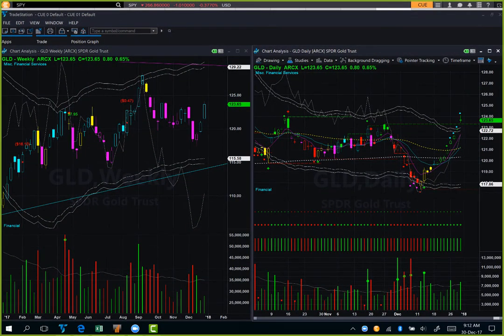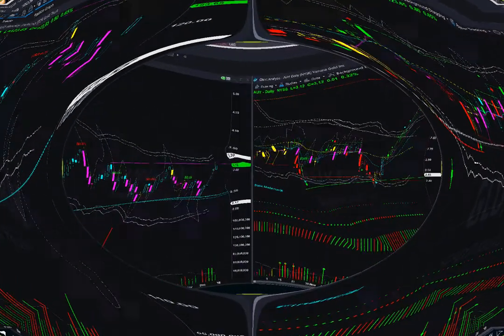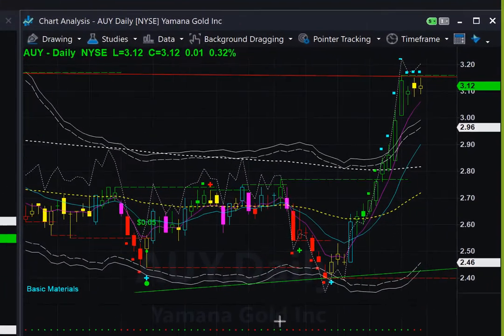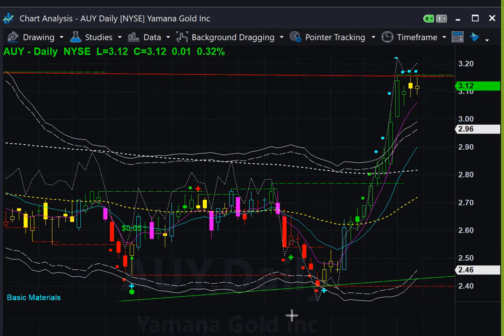Though we couldn't take any swing long trade in gold, we could take that in a gold miner that we discussed in earlier market roundups. Let's have a look at that stock. The stock was Yamana Gold, AUY. I had discussed this stock in the weekly market roundup when price came to this candle. It tried to go below the watermark support level but reversed on this yellow candle that also displayed the cyan bull release signal.